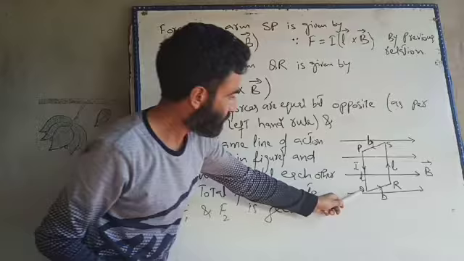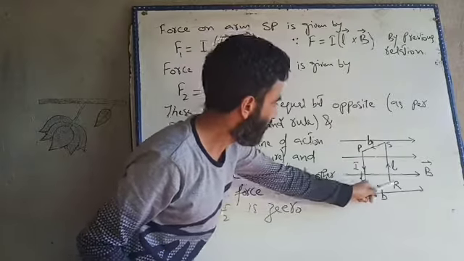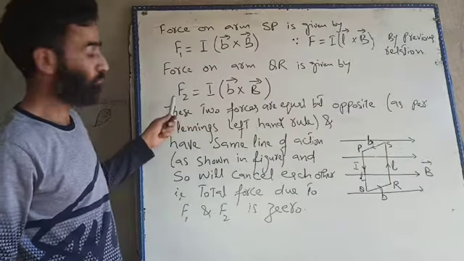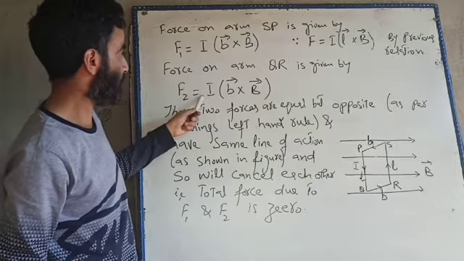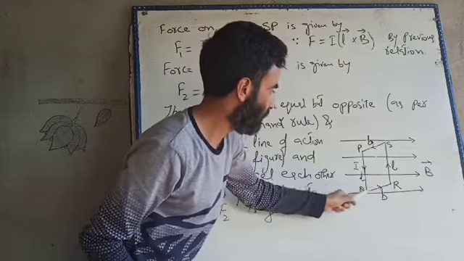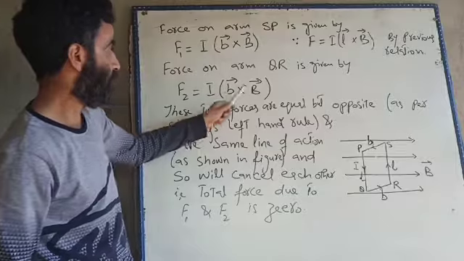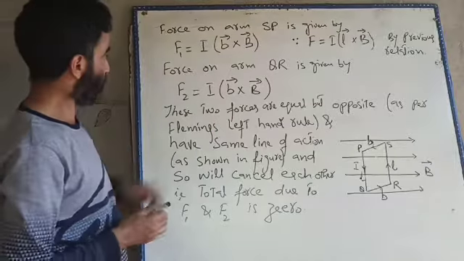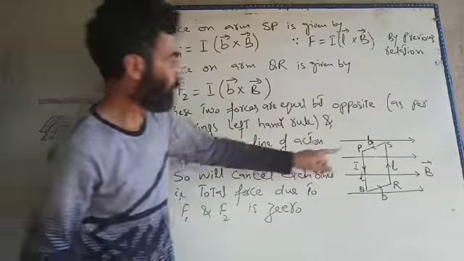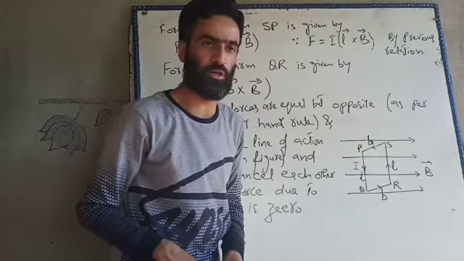Same is the case for this arm QR. Let the force be denoted by F2, which is again the current, the same, into the length of it, denoted by small b, into the applied magnetic field, right? So these are the two forces which get developed upon this arm and this arm, right?